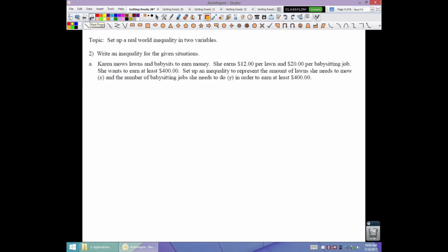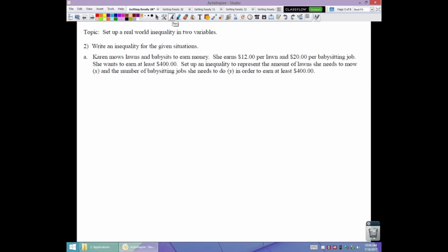Okay, number 2. Now we're going to look at some real world scenarios and we're going to write inequalities for them. An inequality means your choices are less than, greater than, less than or equal to, or greater than or equal to for each of these problems. We're not going to solve anything, just set them up.